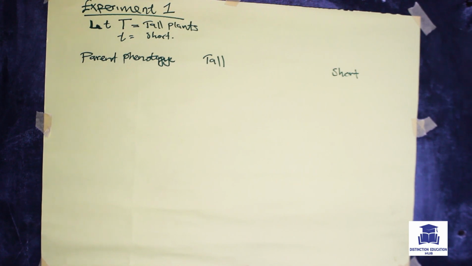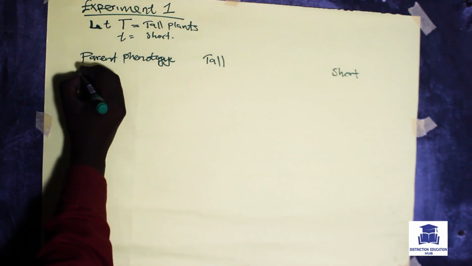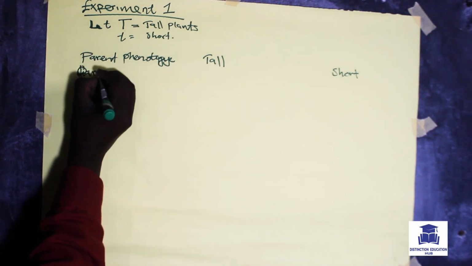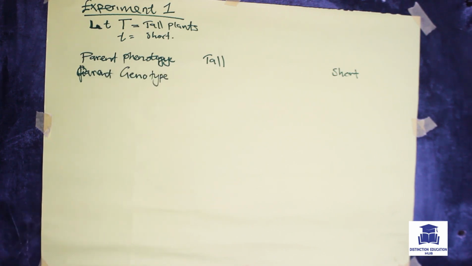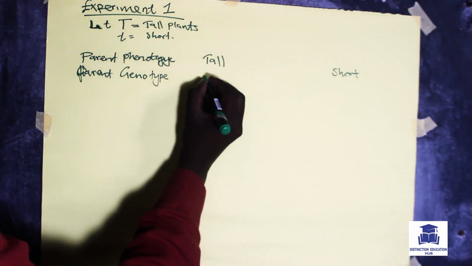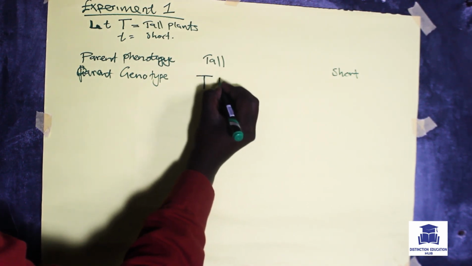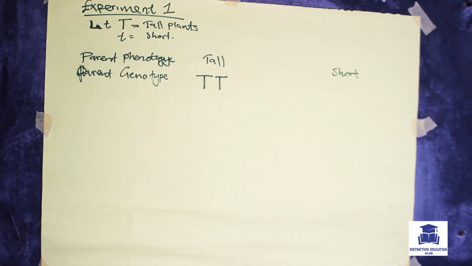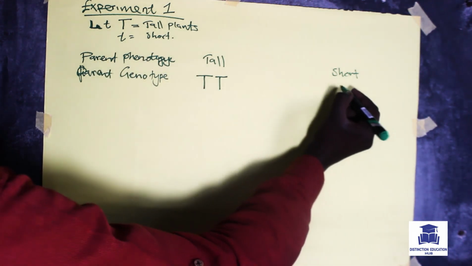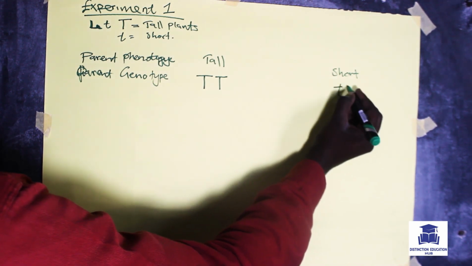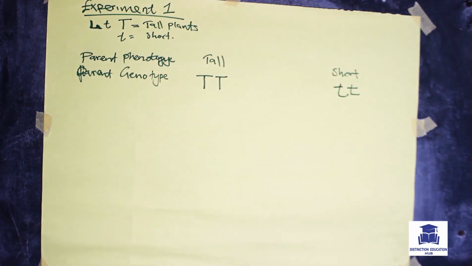Then the next thing is the parent genotype. So what will be the parent genotype? For tall, it's TT. Remember, we said these alleles are double, as in our definition, so we'll never have a single allele. Then small letter t will represent the genotype for short, tt. So now we have that.